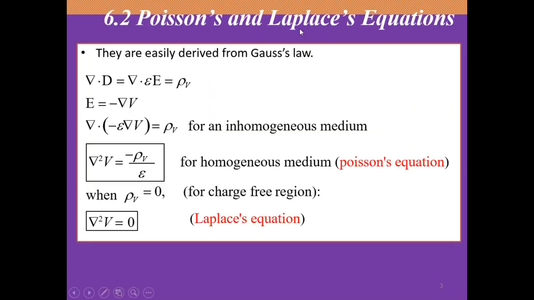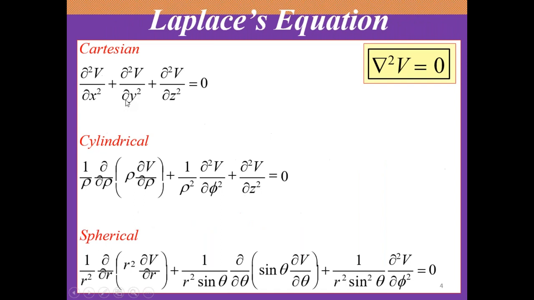This is the Poisson and Laplace equation. They are easily derived from Gauss' law. So we have them as this, and this is for an inhomogeneous medium, and this is for a homogeneous medium, that is Poisson's equation. And for a charge-free region we have this, and for the Laplace equation we have it as this.